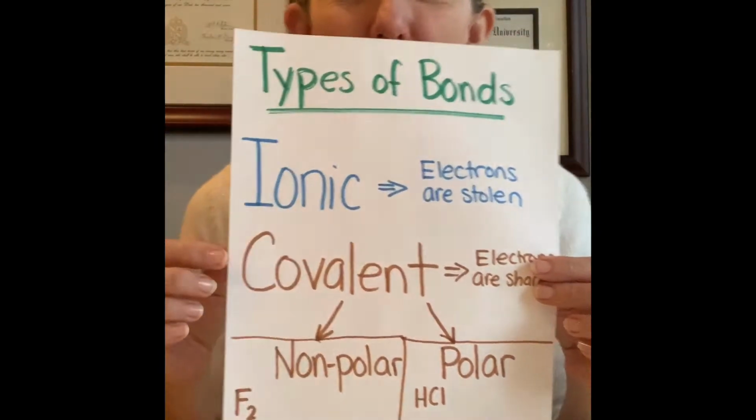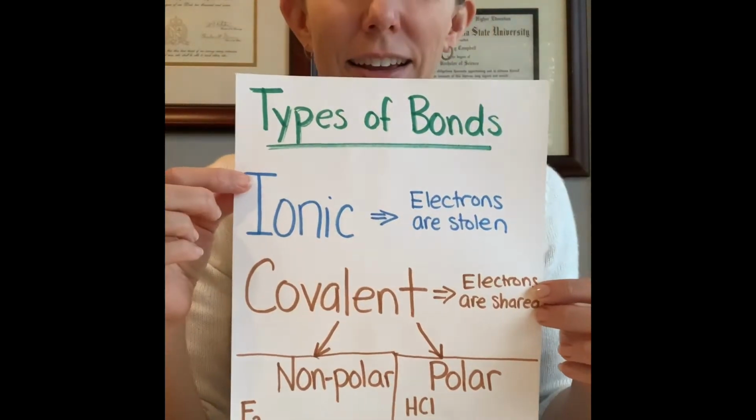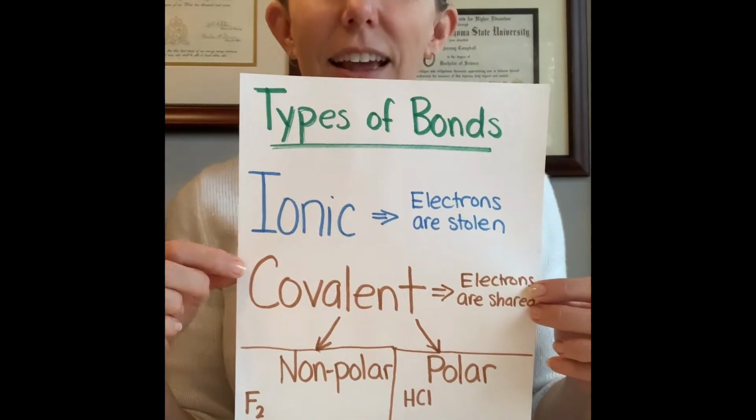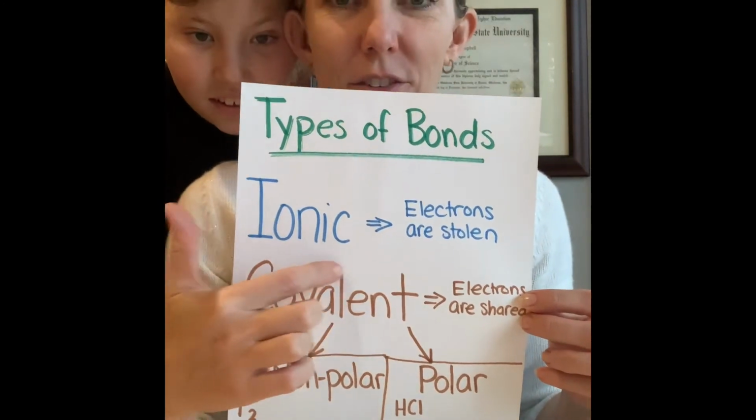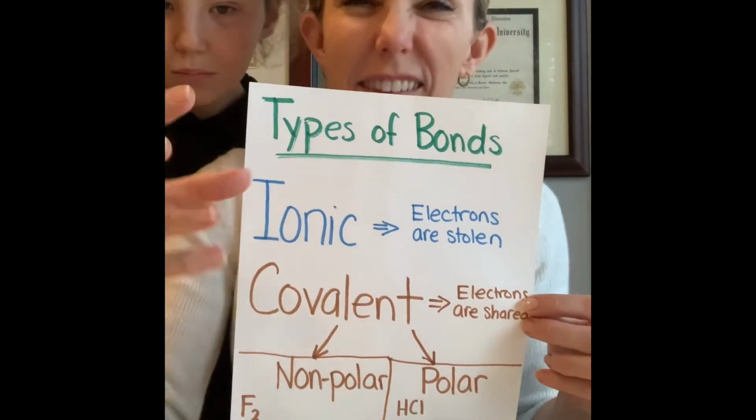Okay, yeah. Do you remember, what are two types of bonds? Do you guys remember? Ionic and covalent. Very good. So you guys, we have two types of bonds that we've learned so far, ionic and covalent. Remember that ionic, think of to nick is like to steal something.